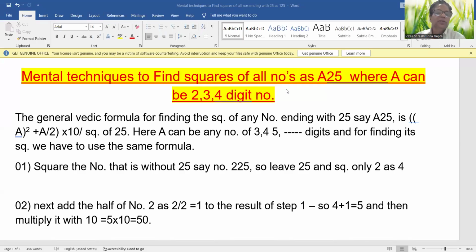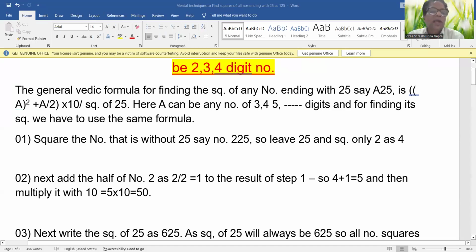This is a simple technique, and the general basic formula is for finding the square of any number ending with 25. Say the number is A25, where A can be a two-digit, three-digit, or four-digit number. That does not matter. The only thing that matters is that the last two digits are 25. Remember, the first part is A. We first operate on the number part A and next on the number part 25.